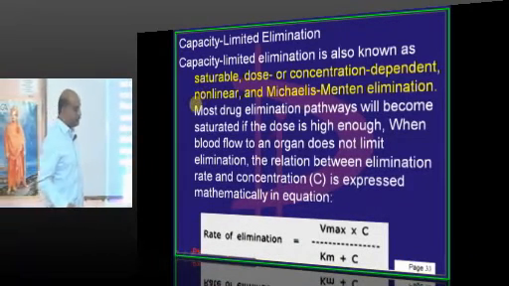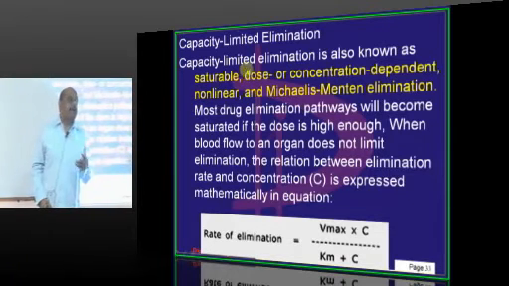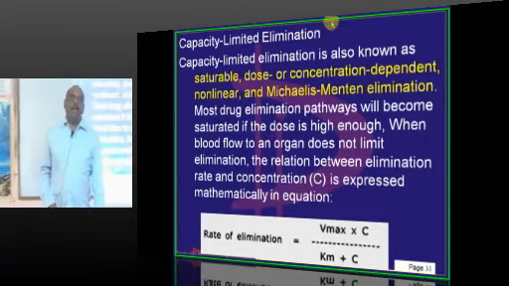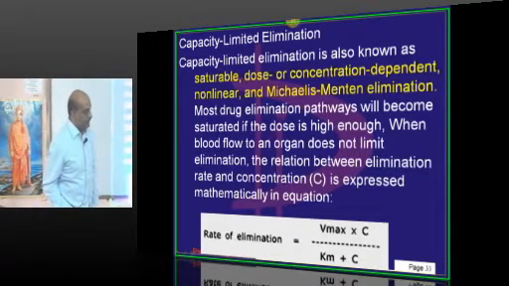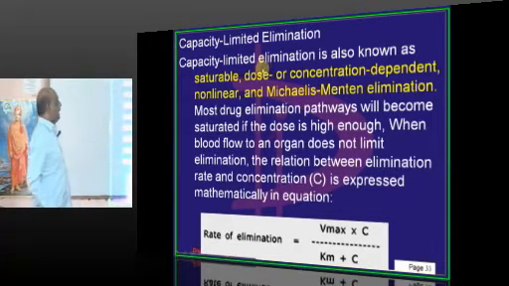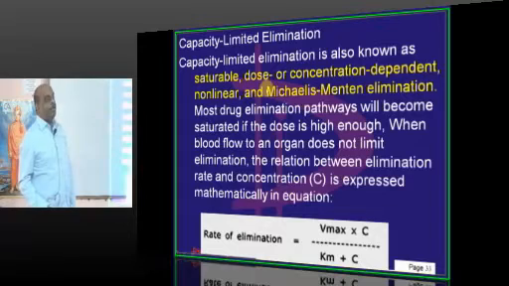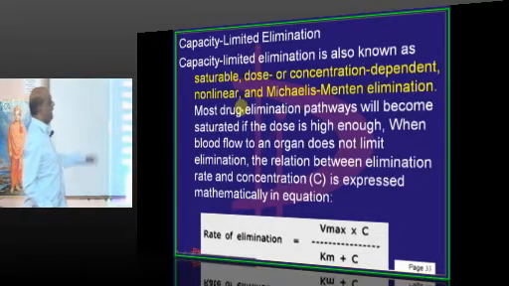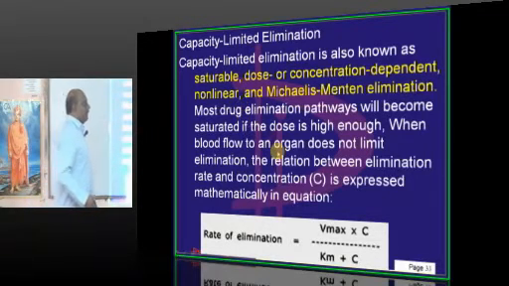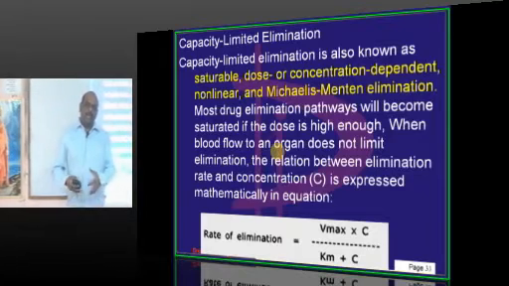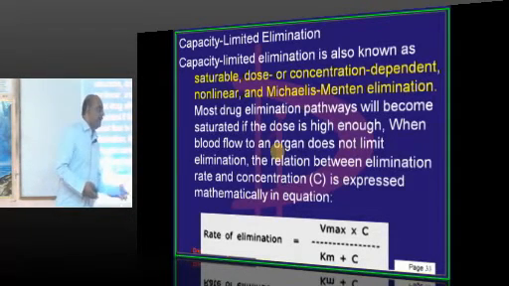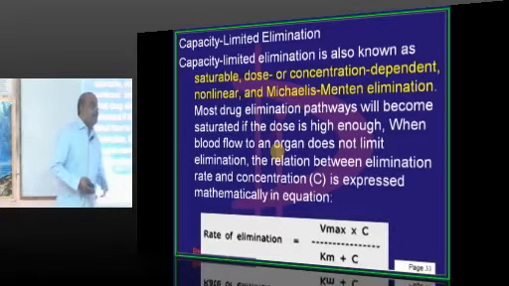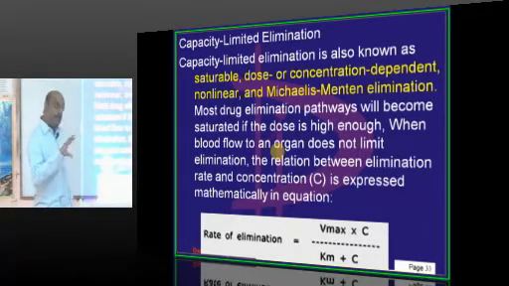Now, doctor, how are the drugs eliminated? We have a method called capacity limited elimination. So what is meant by capacity dependent limited elimination? Basically, let's say the liver or kidney is eliminating a drug. How is it eliminating the drug? For example, it is using some enzymes to metabolize the drug.